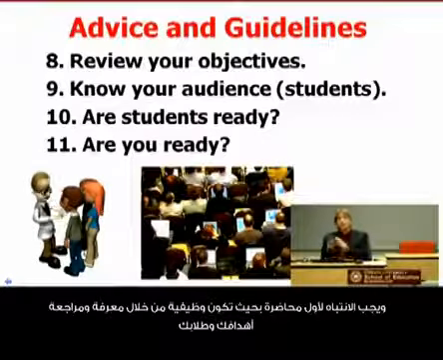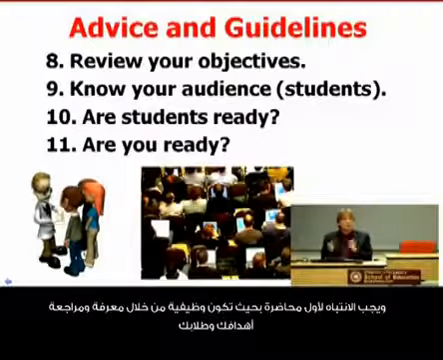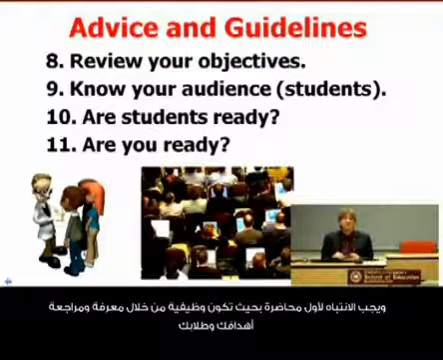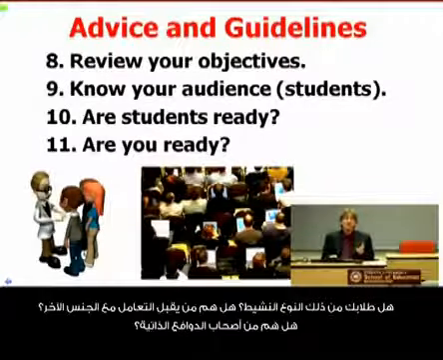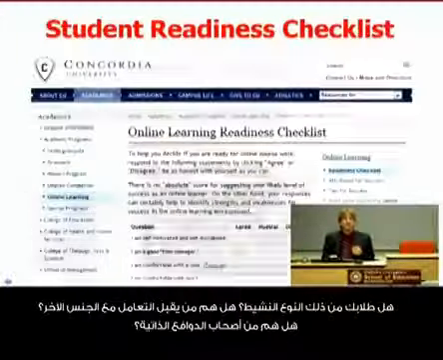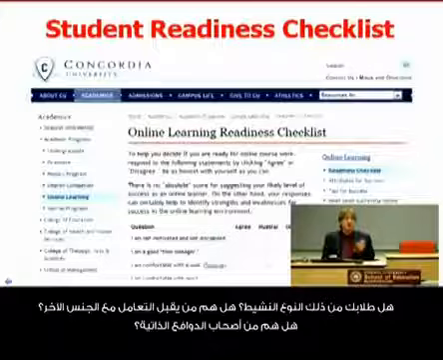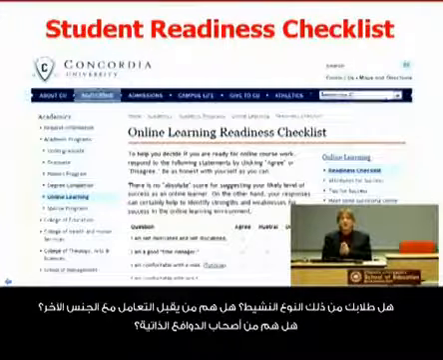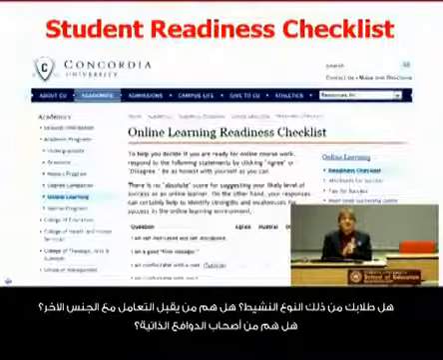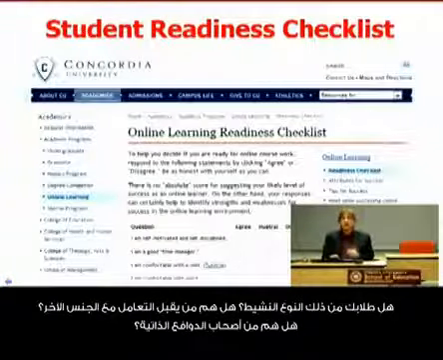Know your students, know your objectives, know yourself. Are your students ready? Are you ready? There are, in fact, student readiness checklists. You have these students right within your class, potentially online. Are they the type that are good time managers? Are they comfortable with email? Are they self-motivated and don't procrastinate? There are student readiness checklists.